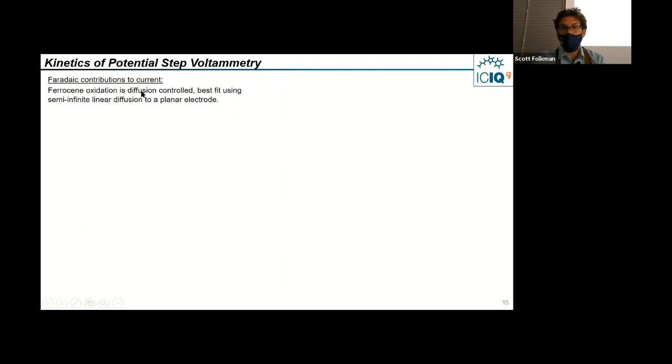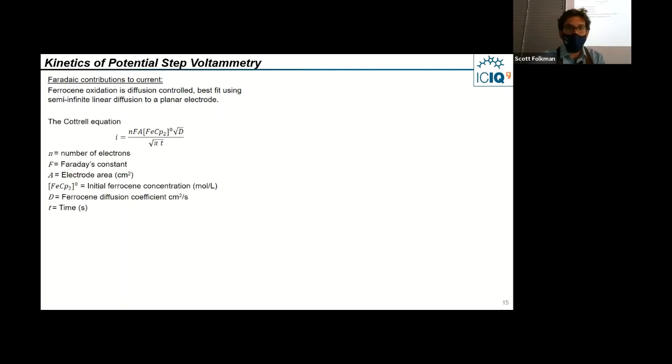So as I mentioned, the ferrocene oxidation at the electrode will be diffusion controlled. We won't go through the full derivation of this, but you can do so. I recommend Bard and Faulkner if you would like to investigate this a little deeper. But essentially, we can plot the current as a function of time. If we know the number of electrons that's transferred, in this case it's 1. We know Faraday's constant. You can Google that if you forget.